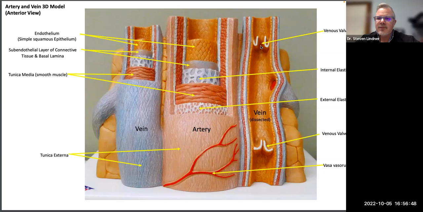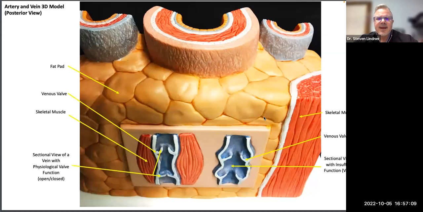This is a valve. This is a valve. Notice arteries do not have valves, only veins have valves. So once you see the valve, valves are only found in veins, not in arteries. Okay, this is a dissected portion. Okay, let's look at the next slide.